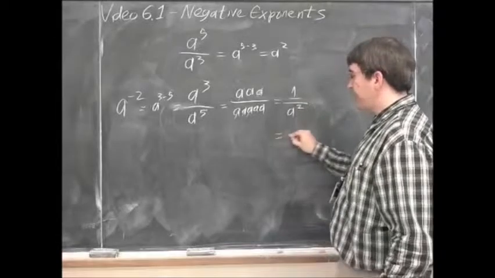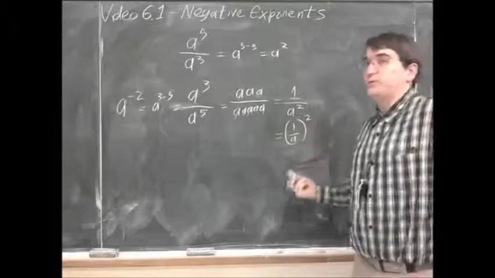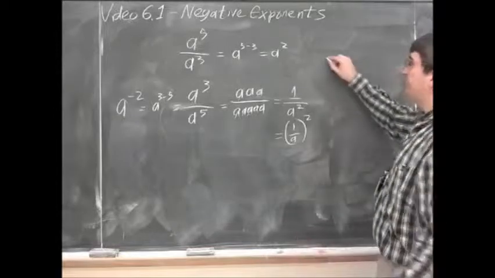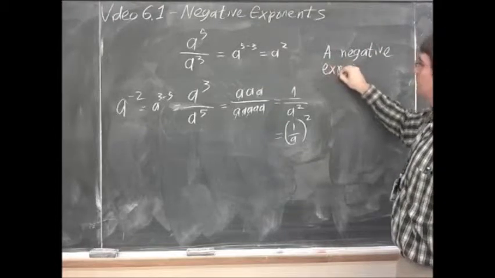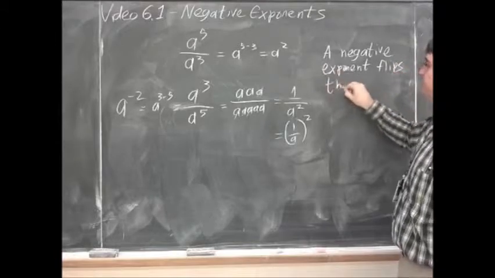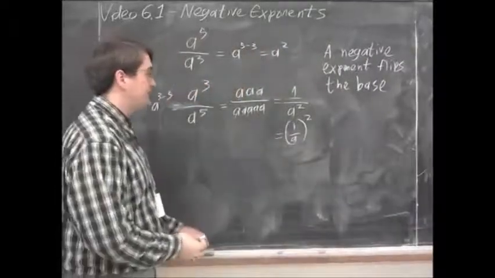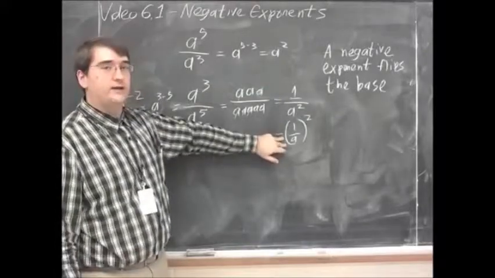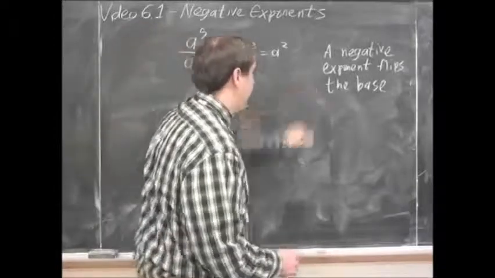Because I could rewrite this as 1 over a to the power of 2. After all, 1 squared is 1, and so that's not actually going to change anything. And so my rule, then, is that a negative exponent flips the base. We take the reciprocal of the base, whatever the base is. So if it's just a to the negative 2, that is equal to 1 over a to the power of positive 2.